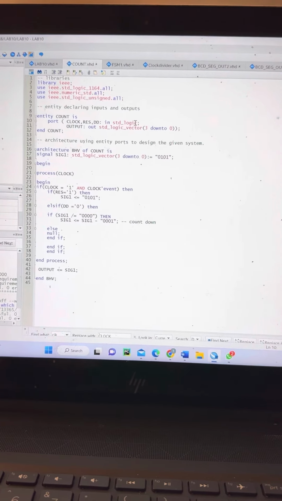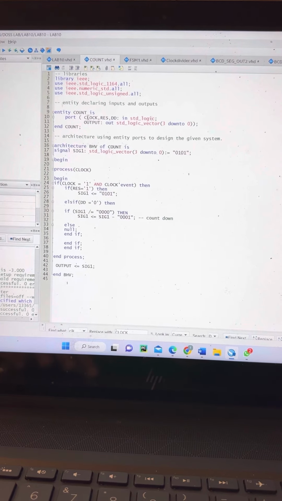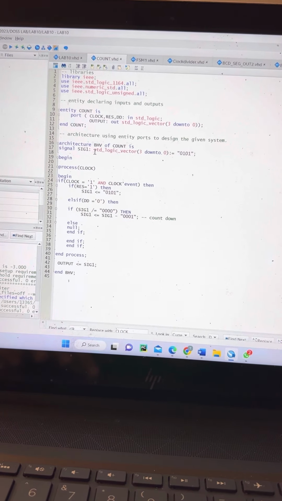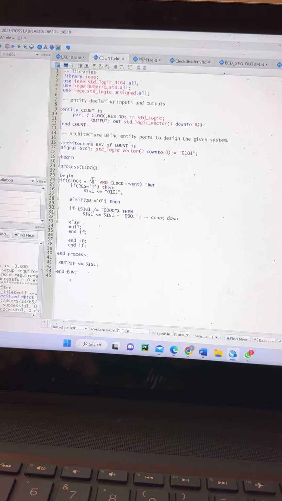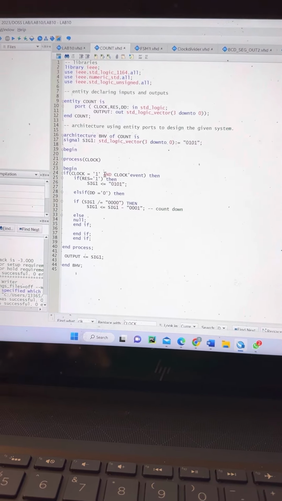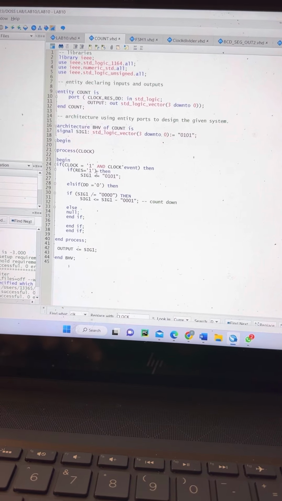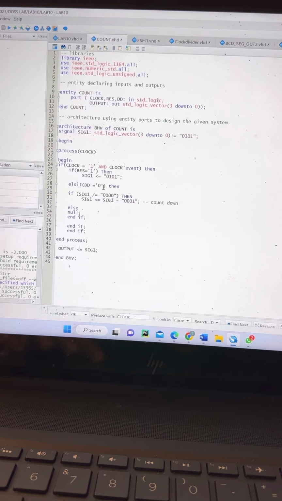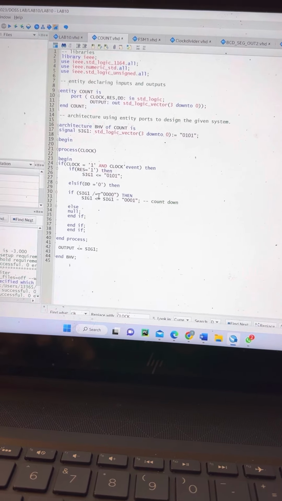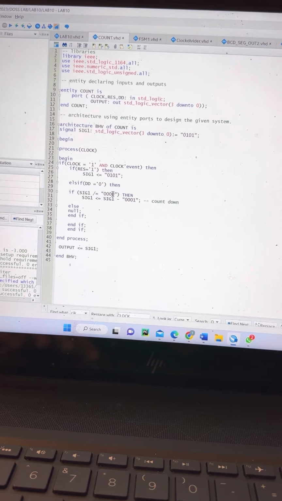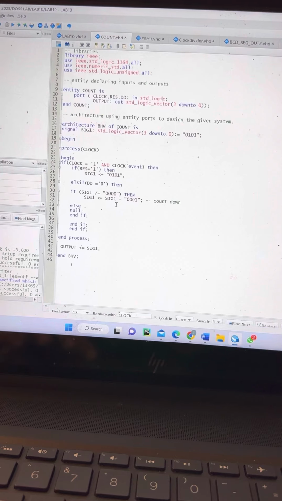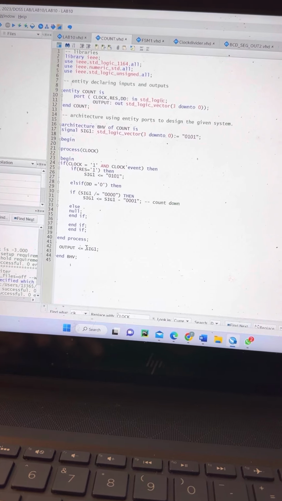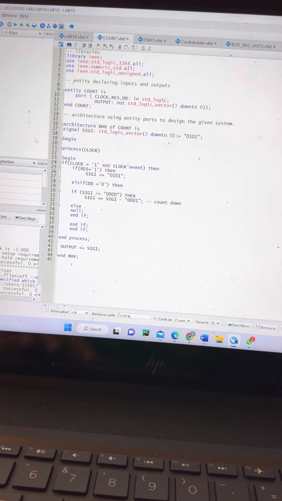Then I am going to go over my count. In the count you can see the entity of the clock, reset, the DD, and the output. In the architecture you have the one given signal where we're using the rising edge clock event. When reset is 1, then signal 1 is going to be 0, 1, 0, 1. Else if the DD is not equal to 0, then signal 1 is going to be signal 1 minus 0, 0, 0, 1, which is pretty much the countdown. Then after the process block, you direct signal 1 towards the output.